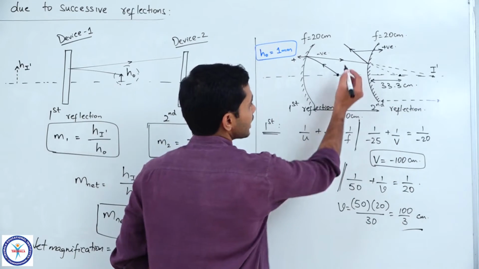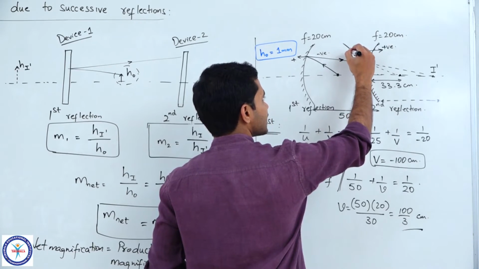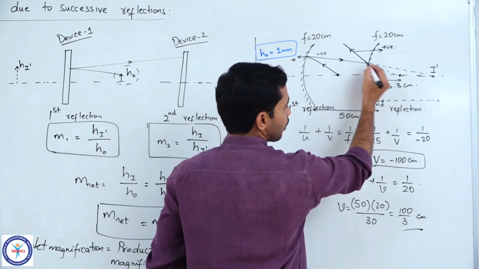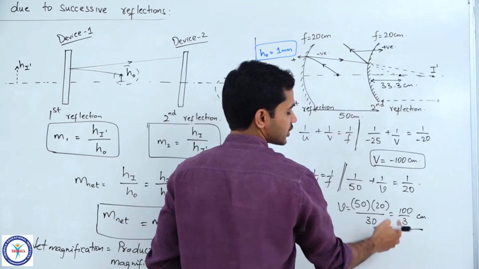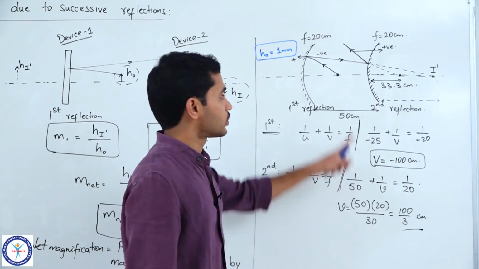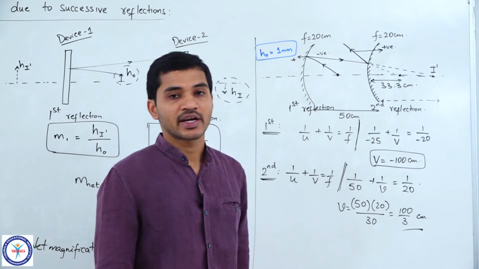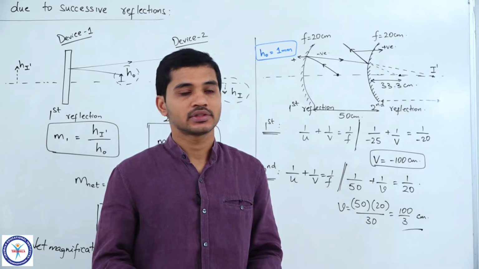So which means this light ray after reflection will go away in this direction such that it appears to come from a point which is at 100 by 3 centimeters. So that is the basic idea. The ray diagram looks like this. Now we are concerned about finding out the magnification. So let us do that.